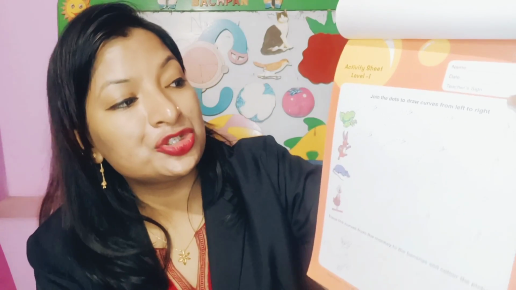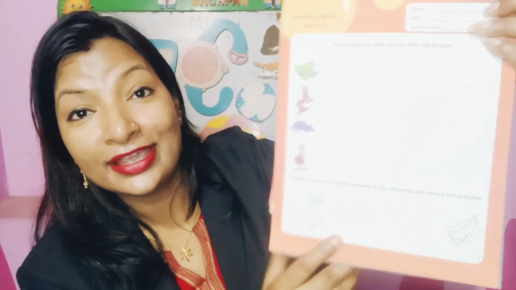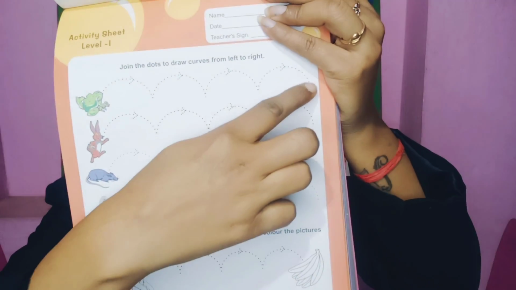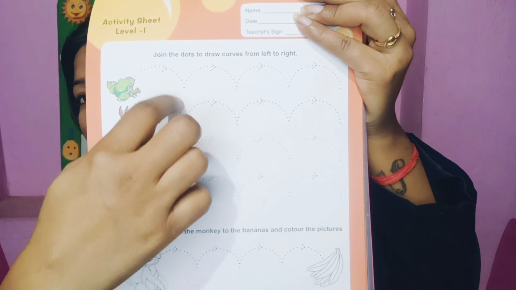Okay, so in this chapter, it is given that join the dots to draw a curve from left to right. Okay, so by following that we can understand different kinds of curve lines. So you have to join all the dots in curve lines like that. Okay, let's talk about the next chapter.